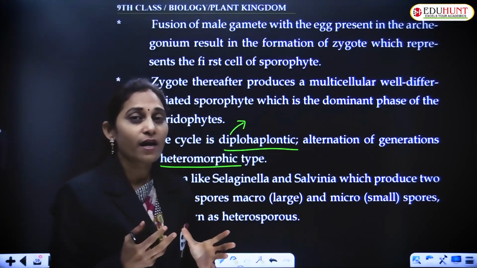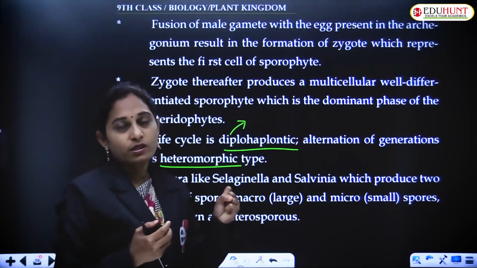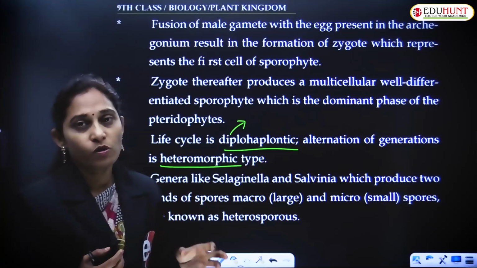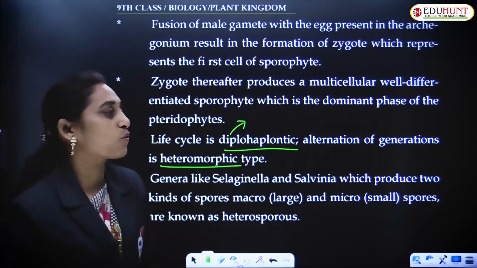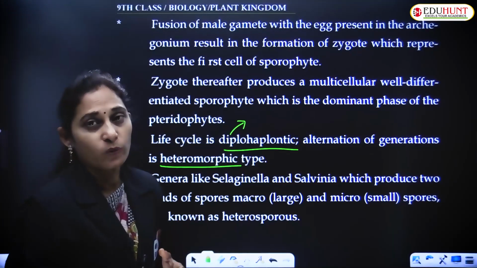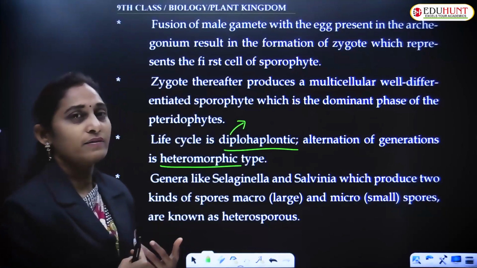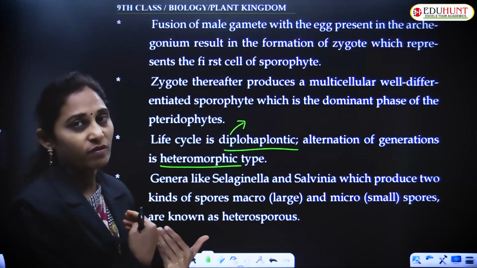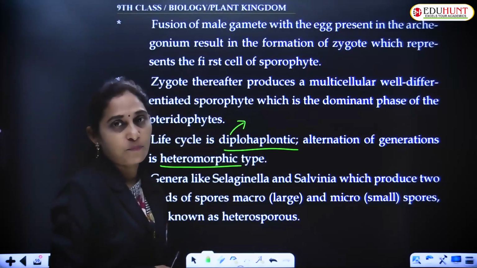Homomorphic means the two are alike, but the one which shows the sex organs and undergoes sexual reproduction is a gametophyte, and the one which produces spores is a sporophyte. We differentiate them like that. After attaining maturity and reaching the reproductive stage, only then can we differentiate which one is gametophyte and which one is sporophyte in homomorphic alternation of generation type of plants.